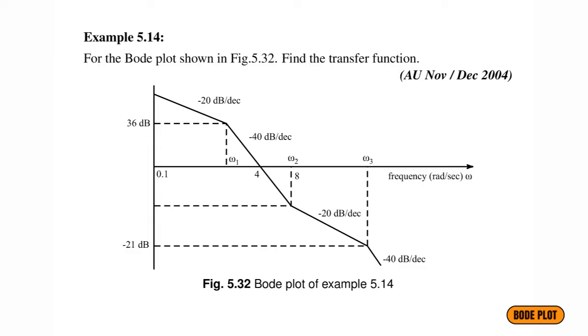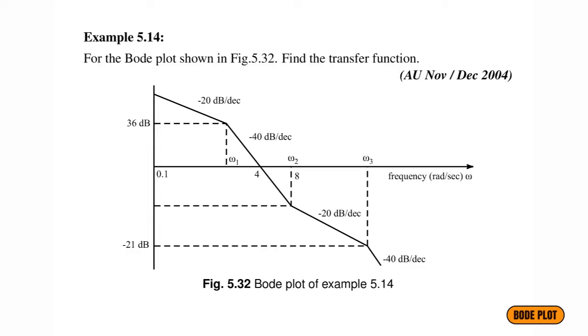Here, this minus 40 dB becomes minus 20 dB. Therefore, a numerator first order factor is there, at the corner frequency of omega 2. Then again the slope changes from minus 20 dB to minus 40 dB, so another first order factor is there, in the denominator. So two first order factors in the denominator, one first order factor in the numerator, one s factor in the denominator, and one k.